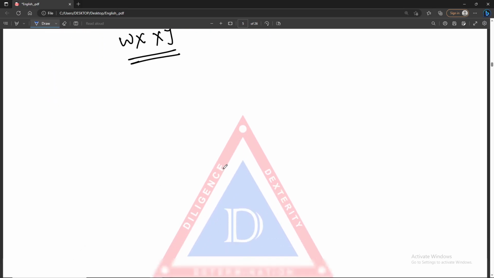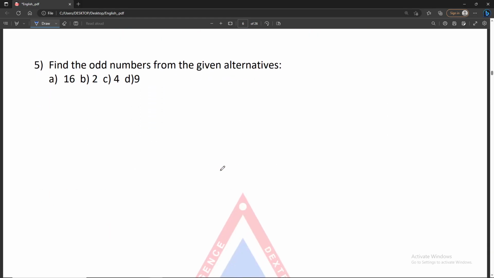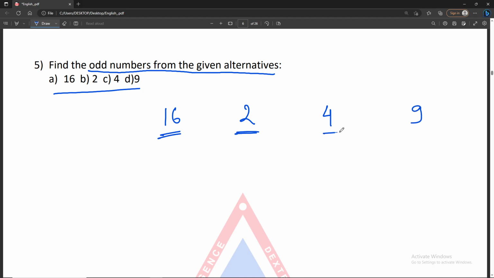Okay, let's go to the next question. Question number 5. Here it is also given, find the odd numbers of the given alternatives. What are the options given? 16, 2, 4 and 9. You can see 16, 2 and 4 are all even, so you may think about that, but if you look closely, you can see 16 is a square of 4.